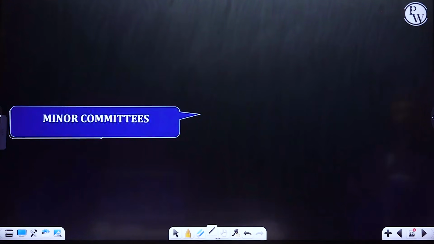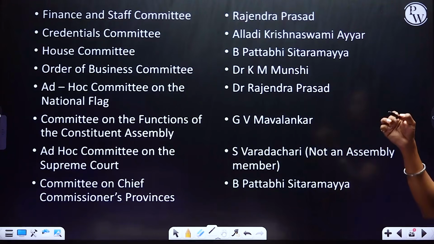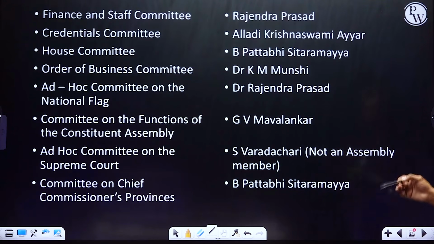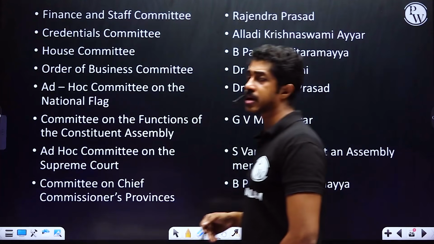Coming to the minor committees. Finance and Staff Committee, Rajendra Prasad. Credentials Committee, Alladi Krishnaswamy Iyer. House Committee, B. Pattabi Sitaramayya. Order of Business Committee, Dr. K.M. Munshi. Ad hoc Committee on the National Flag, Dr. Rajendra Prasad again. Committee on the Functions of the Constituent Assembly, G.V. Mavalankar. Ad hoc Committee on the Supreme Court, S. Varadachari, not an assembly member. Committee on Chief Commissioners Provinces, B. Pattabi Sitaramayya. So you can clearly see some names are getting repeated.